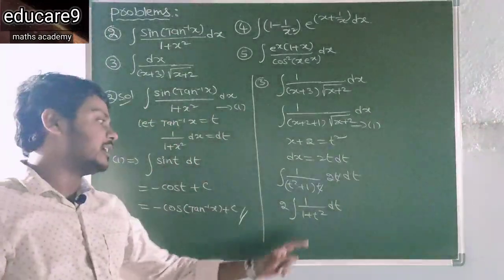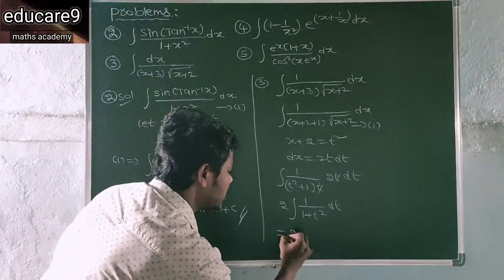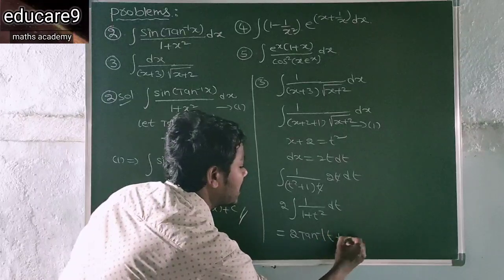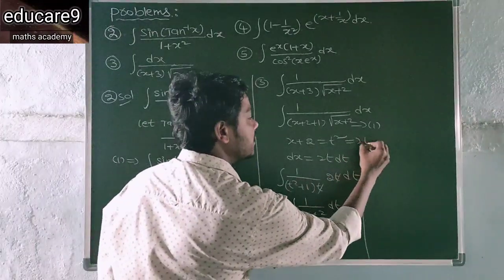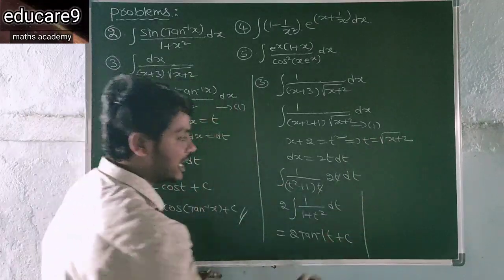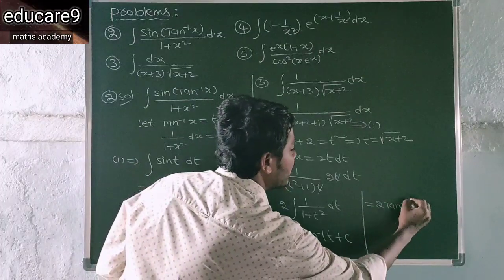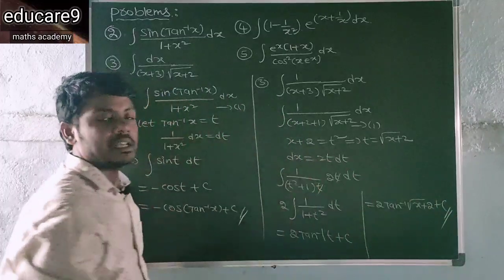So you know that integration of 1 by 1 plus t square is tan inverse t. So this is 2 tan inverse t plus c. So what is the t value? See here, from this, t is equal to square root of x plus 2. Now substitute here, what you get? 2 tan inverse square root of x plus 2 plus c. So this is the required answer.